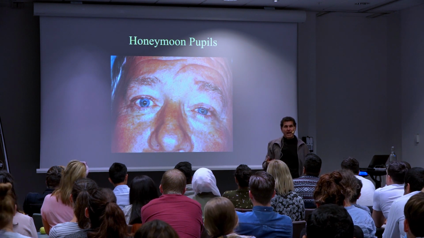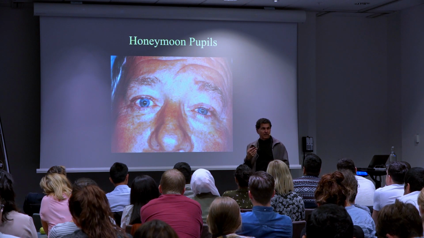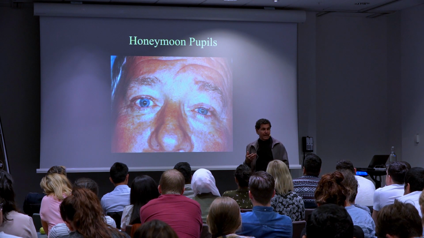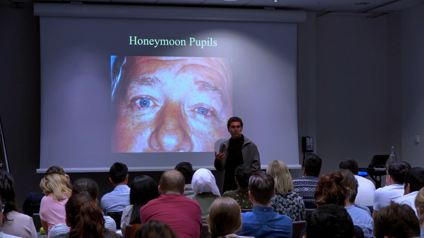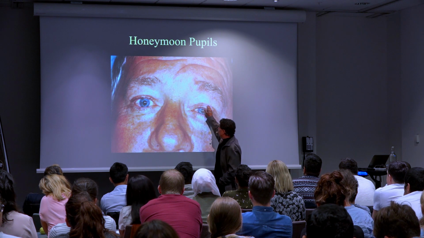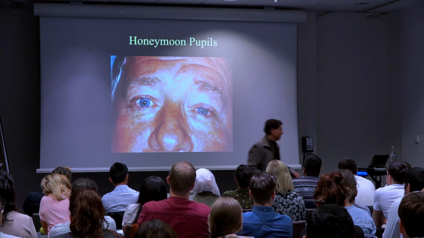Because remember from your anatomy that there's two muscles in the lid. There's the regular striated muscle, the levator muscle, and Mueller's muscle, the smooth muscle, which is present both in the upper and the lower lid, which is innervated by the sympathetics.